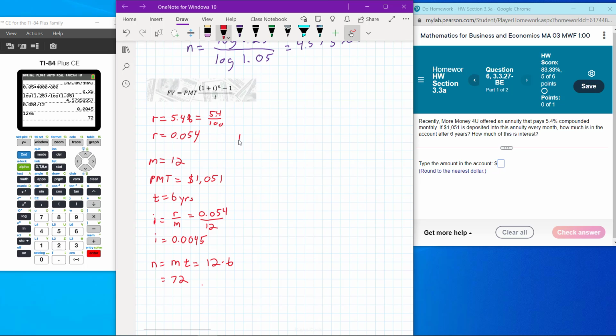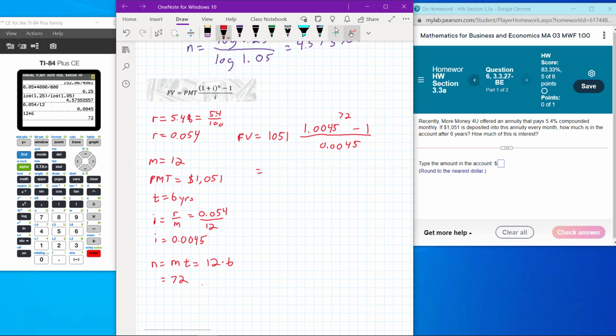So now we know everything that we need to figure out what the future value is going to be. So our future value is going to be equal to our payment, which is $1,051, times 1 plus I. No, actually, this is I, 0.0045, so it's going to be 1.0045 raised to the nth power, which is 72, minus 1, divided by, well, I again, which is going to be 0.0045.